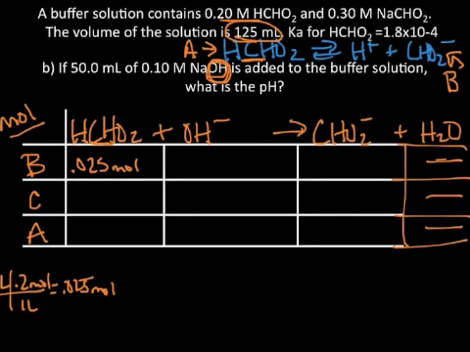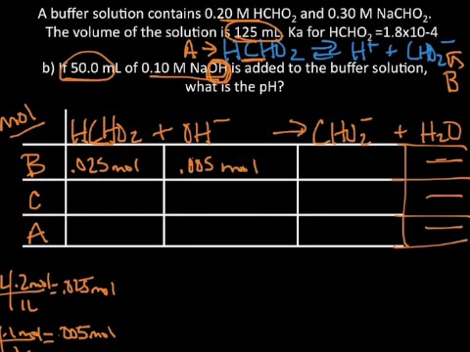Okay, my next blank here is my OH minus. So I have 50 milliliters of 0.1 molar NaOH. So 0.050, changed to liters, times 0.1 mole per liter. And that gives me 0.005 moles of OH minus.